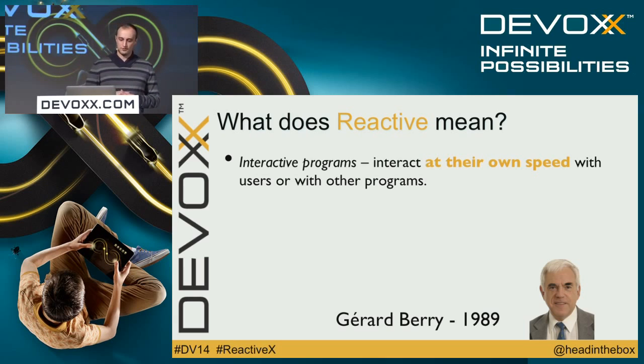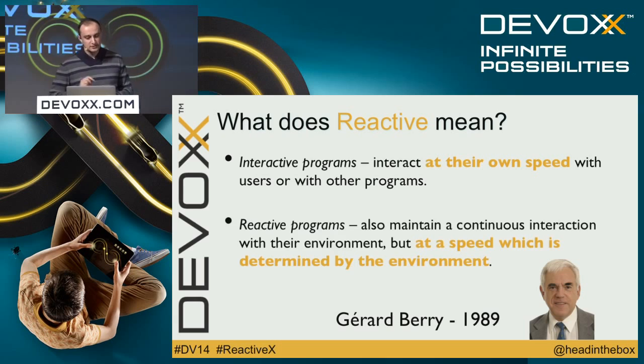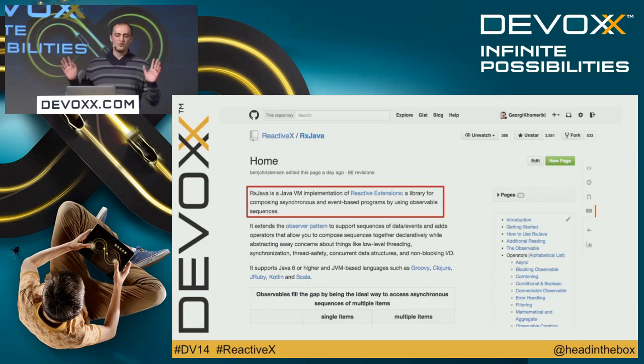That's an interactive program. Then he stated that reactive programs also maintain a continuous interaction with their environment, but they do so at a speed which is determined by the environment, as opposed to the program determining the speed. The environment is now determining the speed. Now this, for me, is already a bit more concrete, what reactive might mean. So now let's ask ourselves the question, what is Rx?